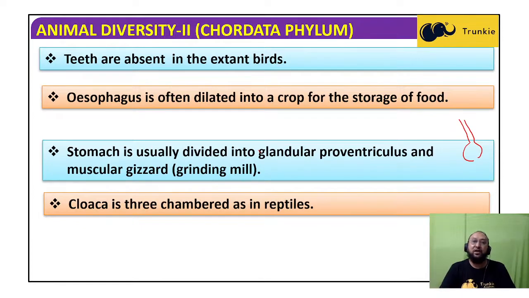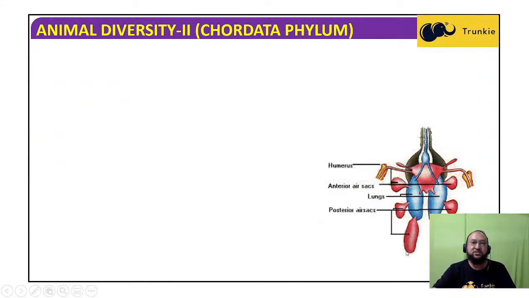So the stomach is glandular proventriculus and muscular gizzard. The muscular gizzard is a grinding structure which helps in grinding and crushing the food they eat. When they are eating hard seeds, the grinding function is achieved by this muscular gizzard. And there is a glandular proventriculus present. The cloaca is three chambered as in reptiles.